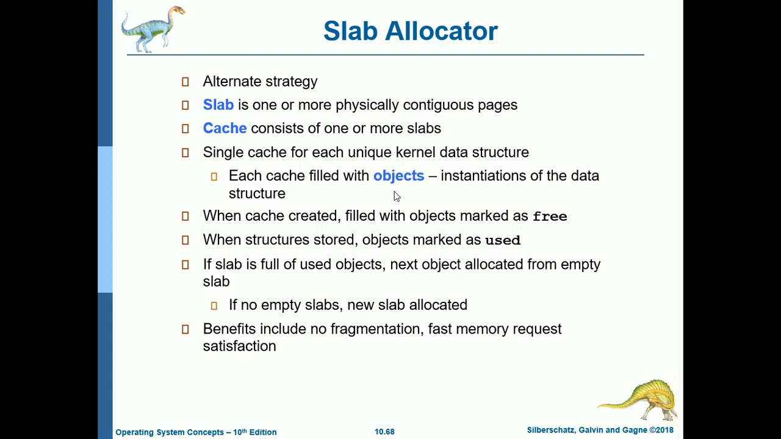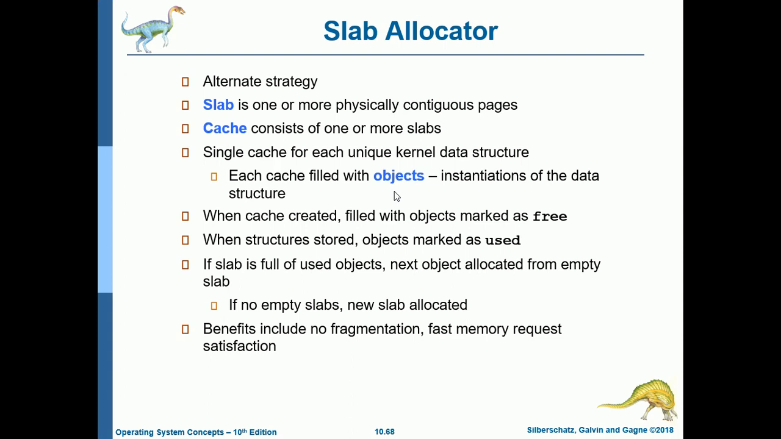Okay, next we have the slab allocator, an alternate strategy. A slab is one or more physically contiguous pages. A cache consists of one or more slabs. There is a single cache for each unique kernel data structure. Each cache is filled with objects, or instantiations of the data structure. When a cache is created, it is filled with objects marked as free. When structures are stored, objects are marked as used.